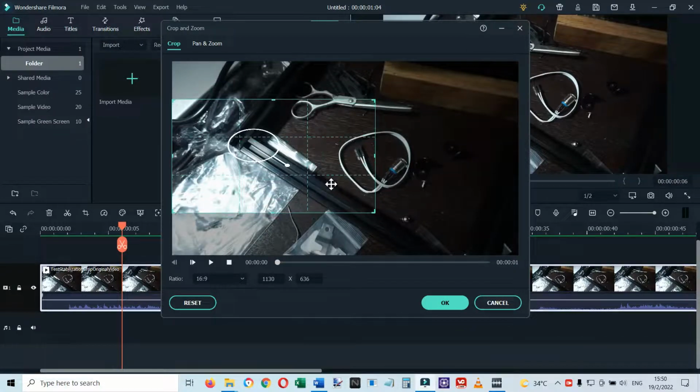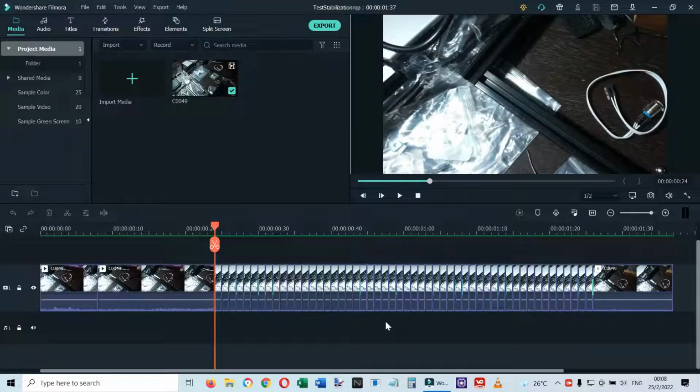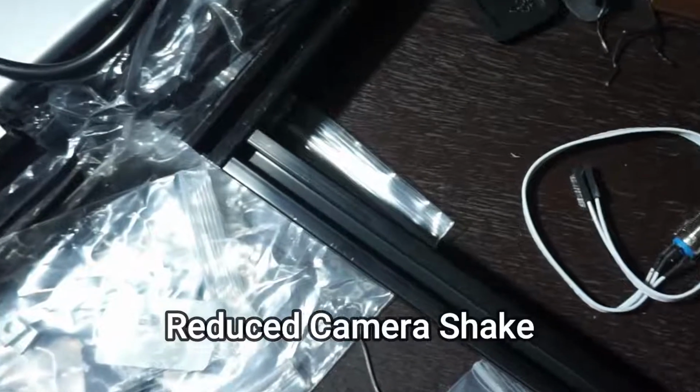As you can see, I chose to line up the tips of the black aluminium rails in the video along the horizontal and vertical green dashed lines. That ensured that I could only zoom into one area of the video at that particular position. Here is the reduced camera shake video.